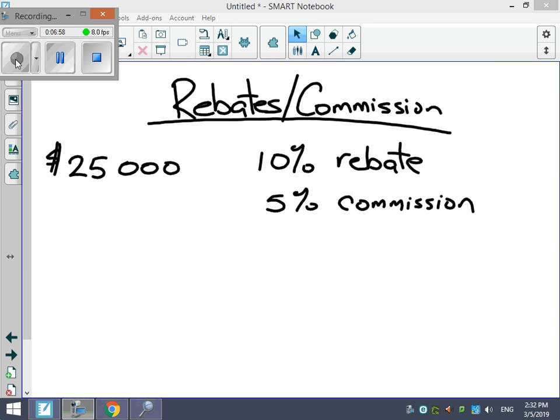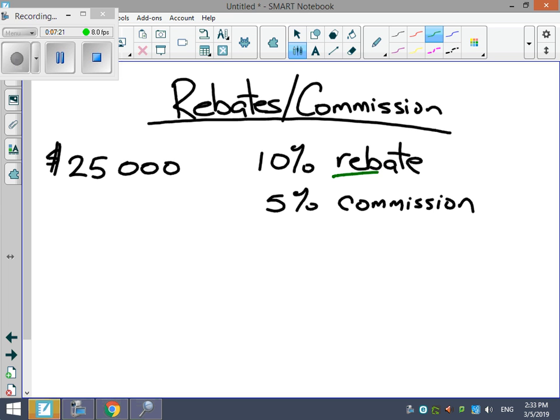So the last part we were talking about are rebates and commission, and they are two totally different things. I'm just going to do them on the same page. You need to familiarize yourself with the two terms so you know which one is which and how they're to be used with the money. Again, they're percentages, and you're going to put them to decimals, and you're going to do things with them, but you need to understand what a rebate is and what commission is.